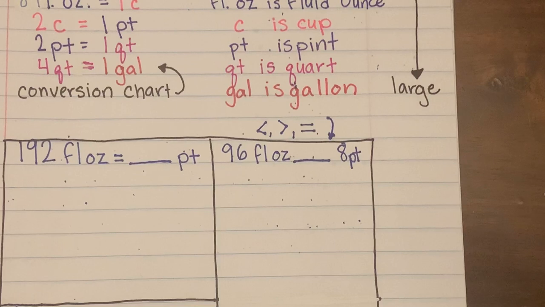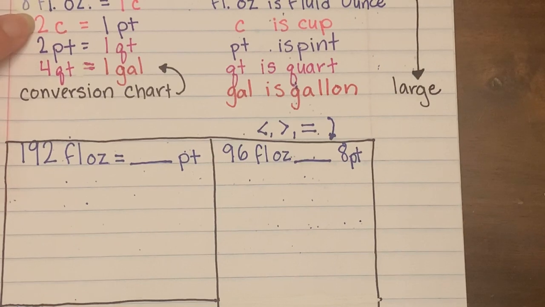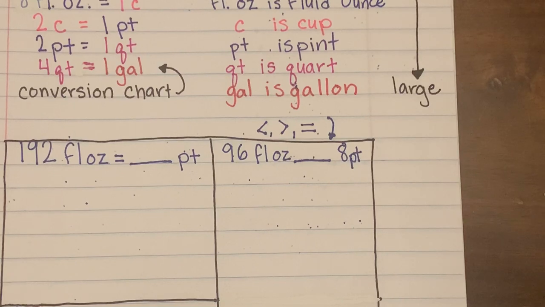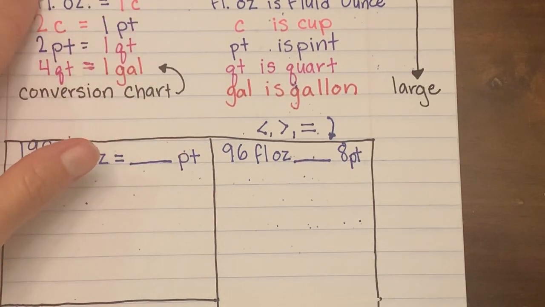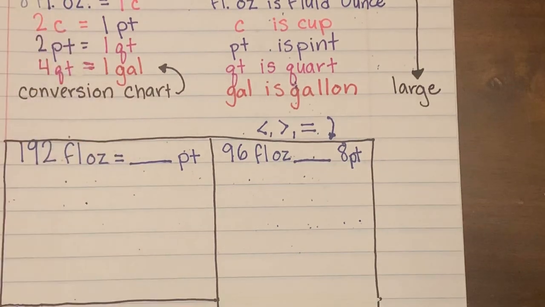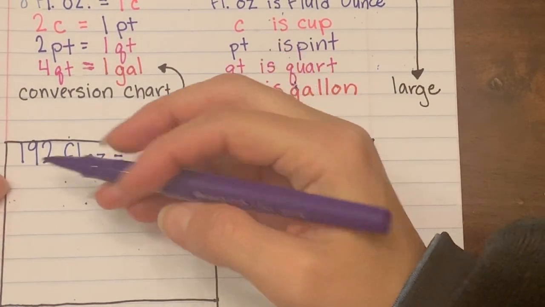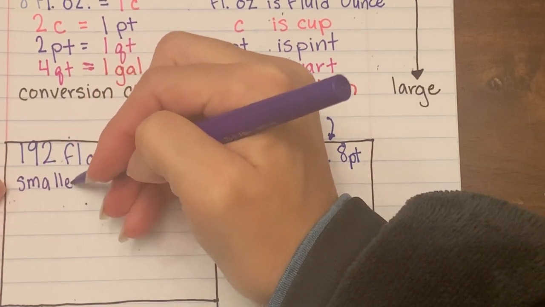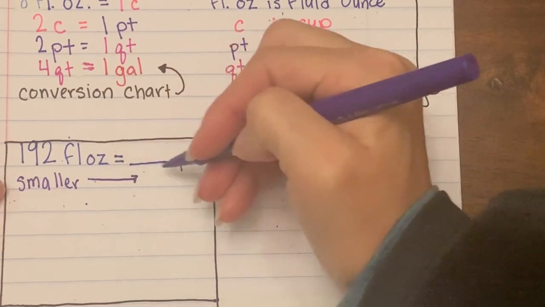So I'm going to start with 192 fluid ounces equals how many pints? If I'm looking at this, I'm actually going from fluid ounces to cups and then over to pints. So there's actually two different things I'm doing here. It's not just going from here to here, but I'm actually going here to here. So there's a couple of steps in between. So what I'm going to do is write down that I am going from smaller to larger.